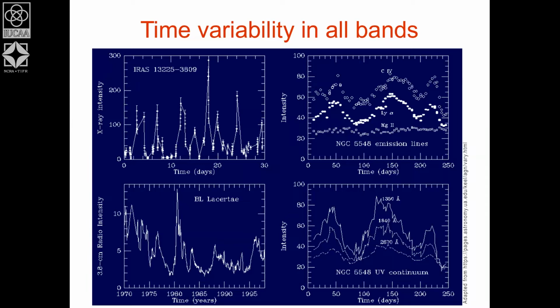And now if you look at the radio emission as a function of time, this is again from the BL Lac type object, which happens to be a blazar. The emission is very strongly variable. The blazars are highly variable AGNs. The AGNs generally vary in almost all wavebands. This is a very important characteristic.